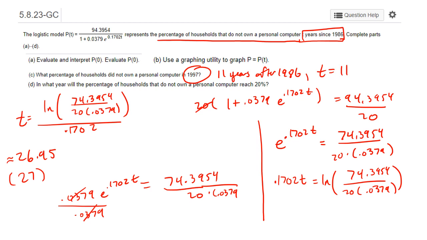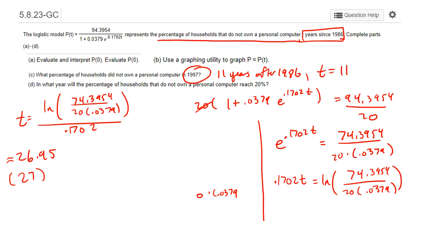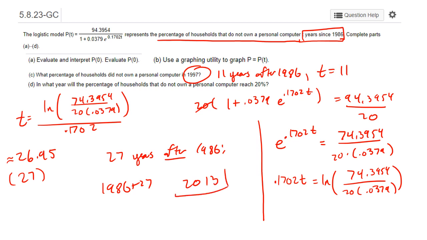But Part D didn't say how many years need to elapse. Part D asks in what year. So this measures 27 years elapsing since the year 1986. So 27 years after 1986 means the year is 1986 plus 27, which is 2013. So in the year 2013, only 20% of homes did not have a computer according to this model.